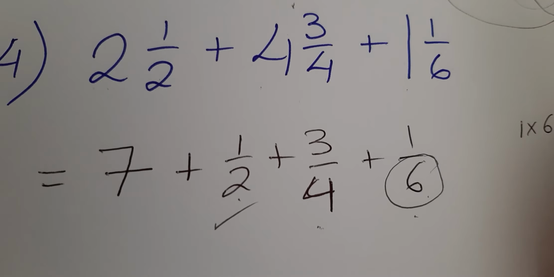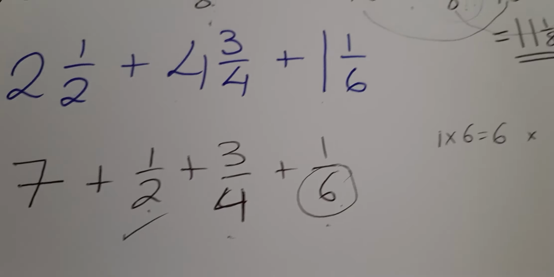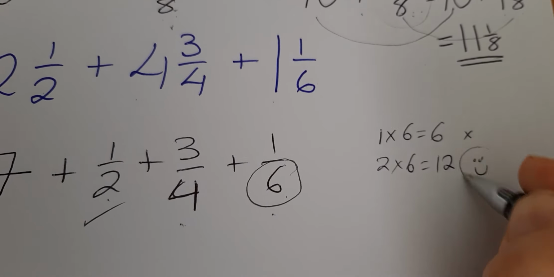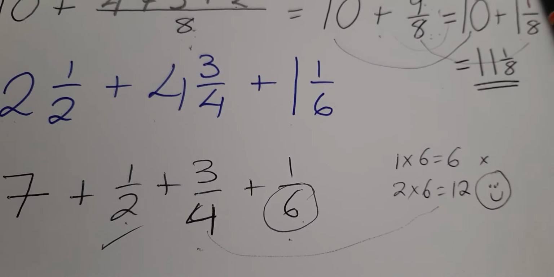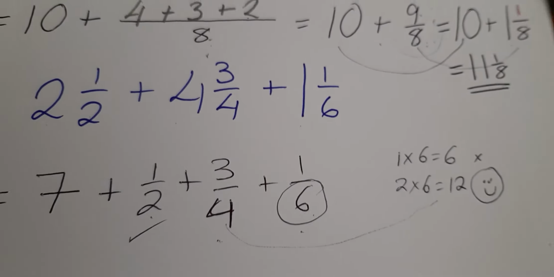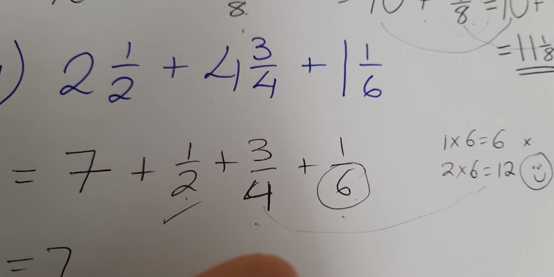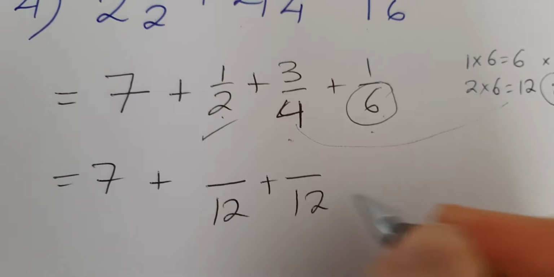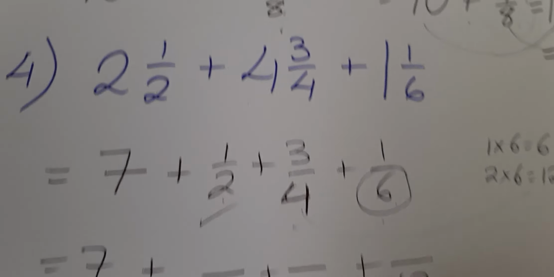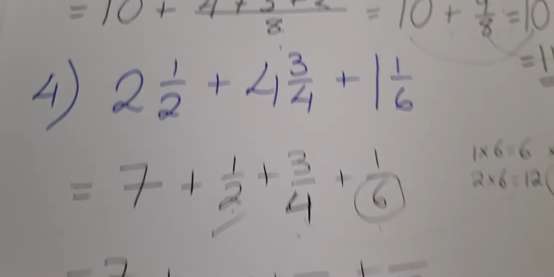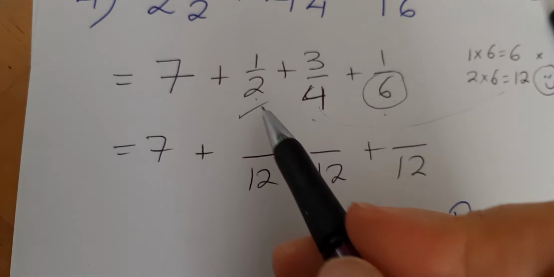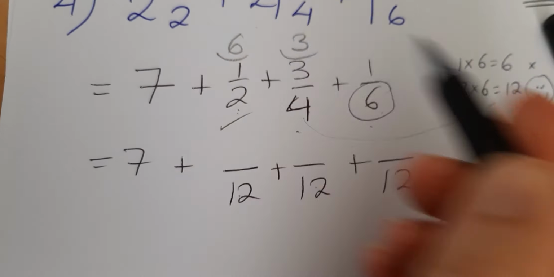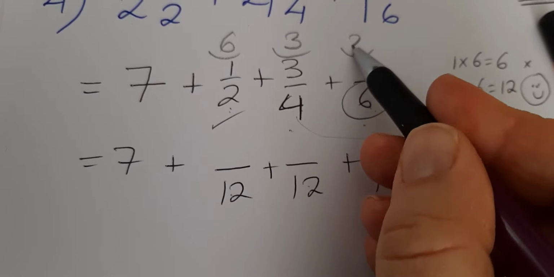So 1 times 6 is 6. 4 doesn't go. 2 times 6 is 12. Does 4 go? Yes, it does. It divides by 4, so we're happy. Right, so let's make these all into 12ths. So we have that 7 in the front, and we're going to make these all into 12ths. You can do them separately, or you can do them as one denominator like we did up here. Okay, so 2 goes into 12 6 times, 4 goes into 12 3 times, 6 goes into 12 twice.